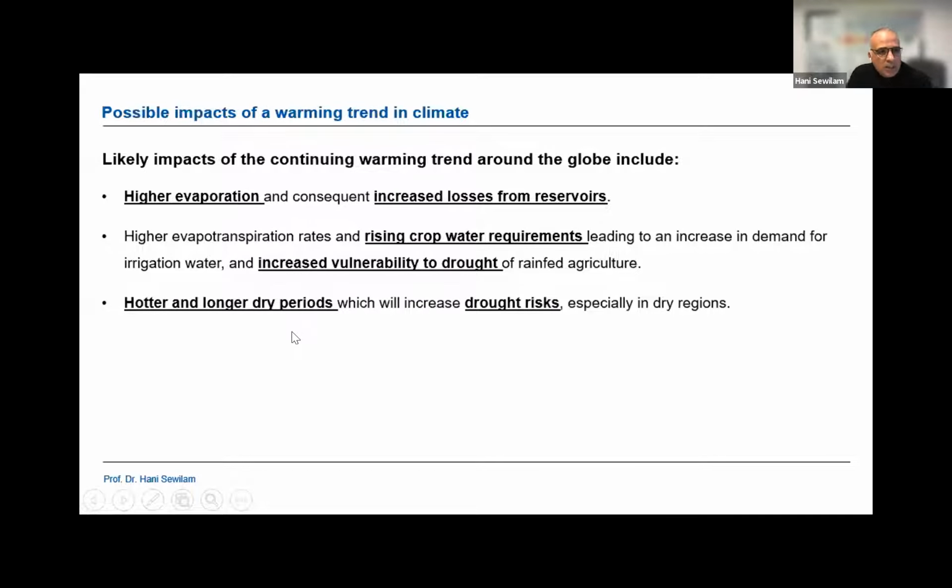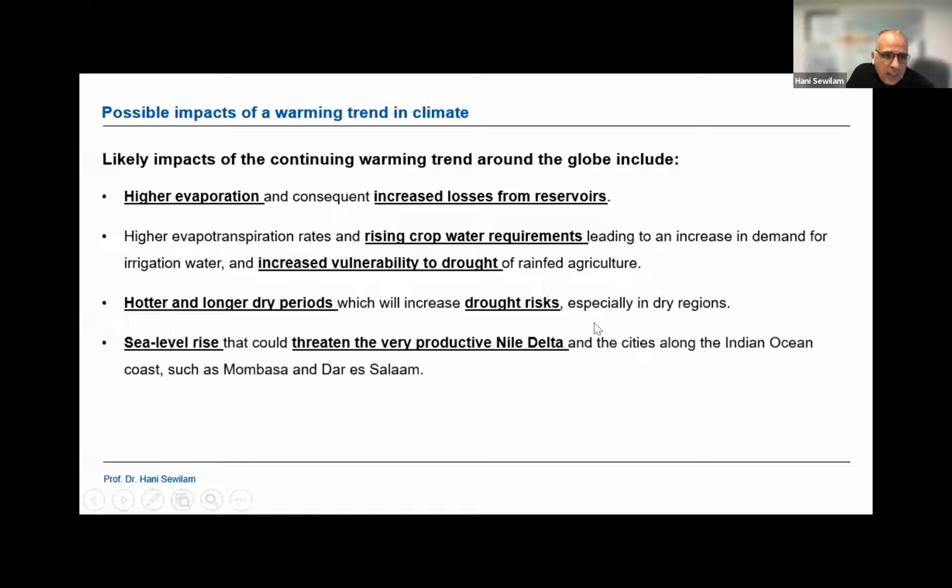And hotter and longer dry periods will increase the drought risk. So there will be more periods of drought and also more floods. And the frequency of drought and flood will increase. And that's what we call the hydrological extremes.